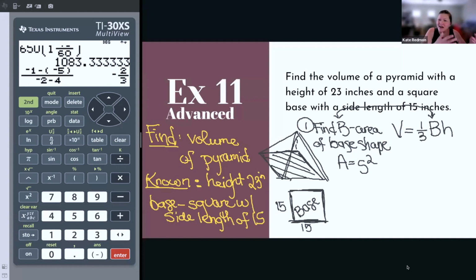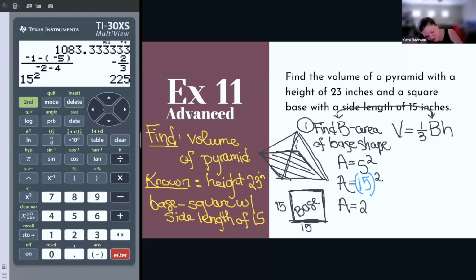Now that's a little confusing. I call it A, but I also call it B. But either way, whether I call it A for area of a square or I call it B for the area of the base shape, I'm talking about the same thing. Okay, so let's plug in what we know. Now, when we're looking at the area, we're just looking at the base. So ignore any other information. Think about that square base. So the area of the square base is going to be equal to the side length of the square base. What's the side length of the square base? 15. And so we'll find that our area here is equal to 225.